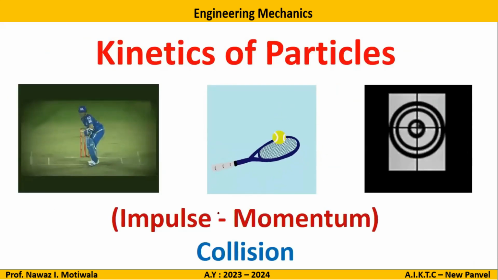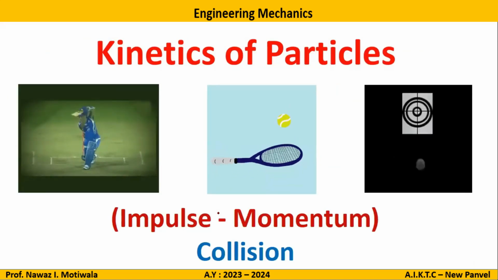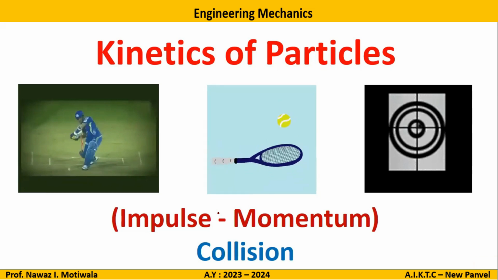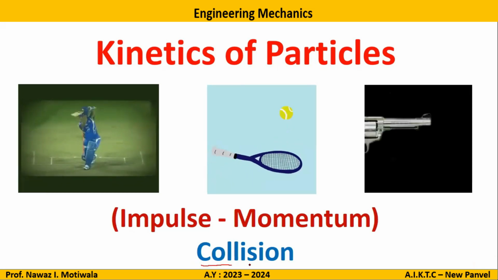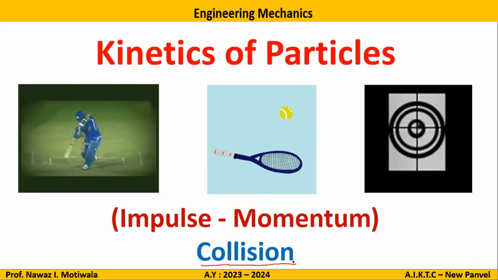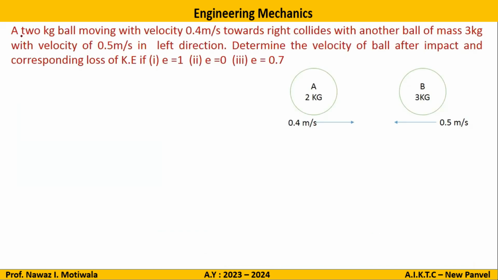Welcome students. Let us continue our discussion on the topic impulse momentum by solving some more examples on the subtopic, that is collision. The next question is, a 2 kg ball moving with a velocity of 0.4 meter per second towards the right collides with another ball of mass 3 kg with a velocity of 0.5 meter per second in left direction. Determine the velocity of the ball after impact.